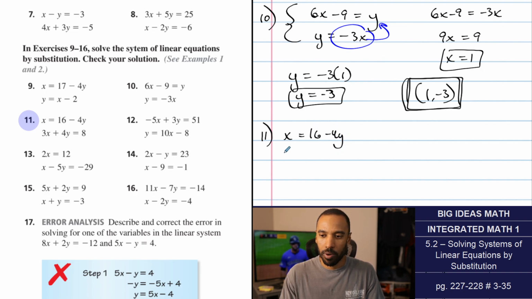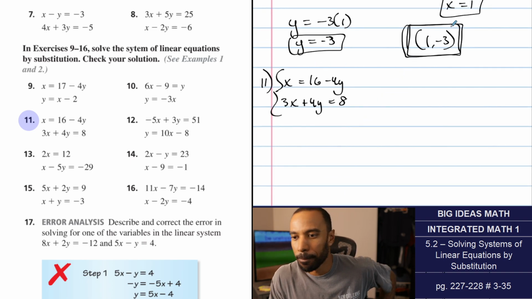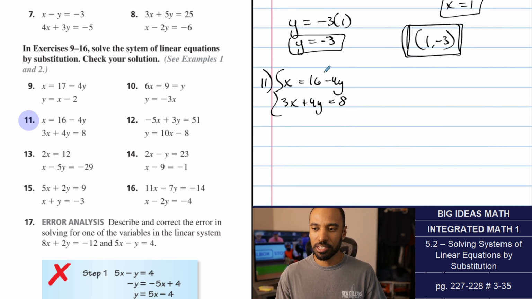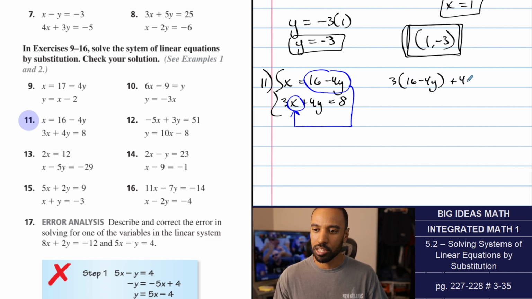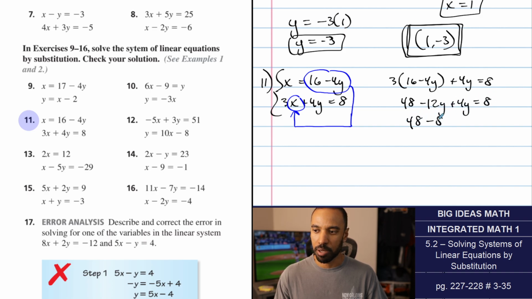Anyway, x and y here, what should we do? Well, a variable is already by itself. So this x right here, already solved for. So let's take the 16 minus 4y and substitute it for x. My favorite phrasing of this is, you take that expression and shove it up your x right there. So here it's going to be a substitution. We get 3 times here, 16 minus 4y plus this 4y equals 8. There's a distribution here, 3 times 16, 3 times negative 4y, like that. Negative 12y plus 4y combined to become negative 8y.